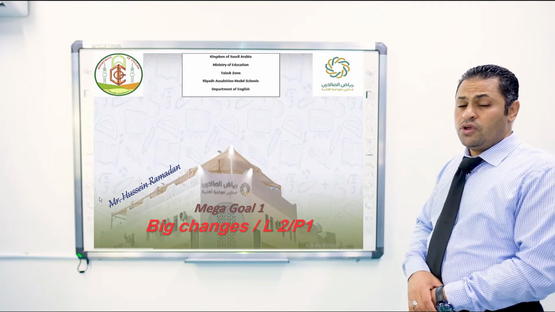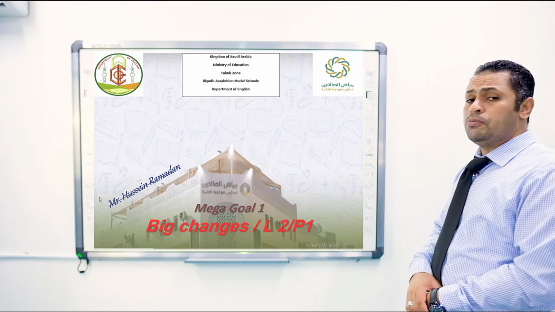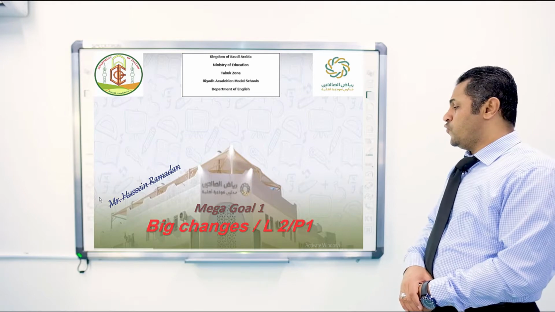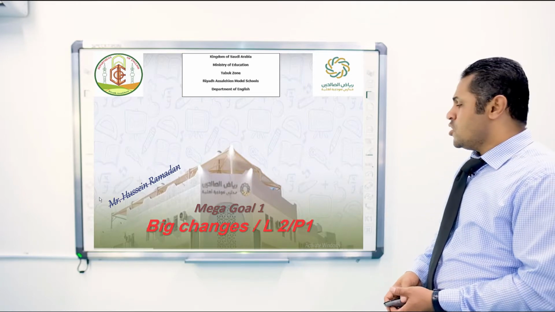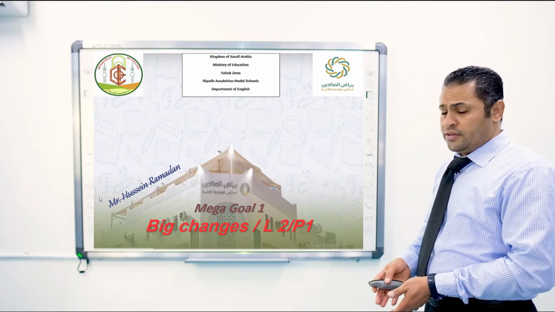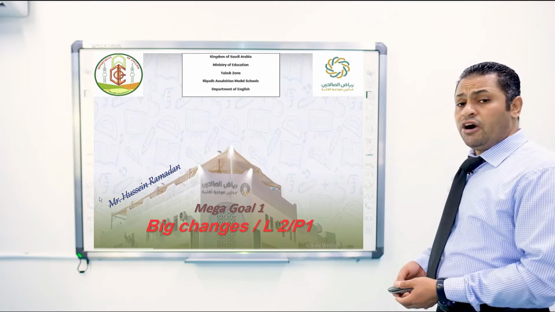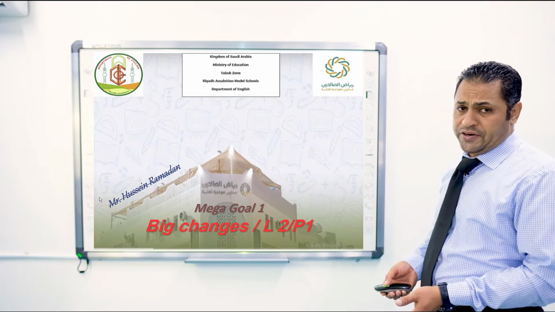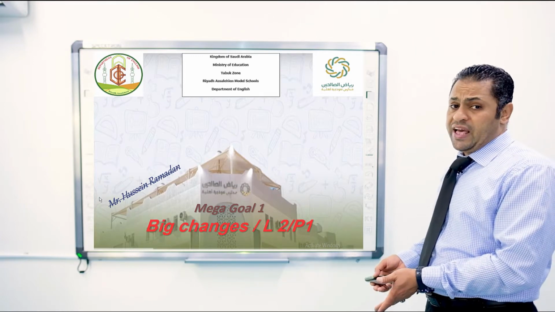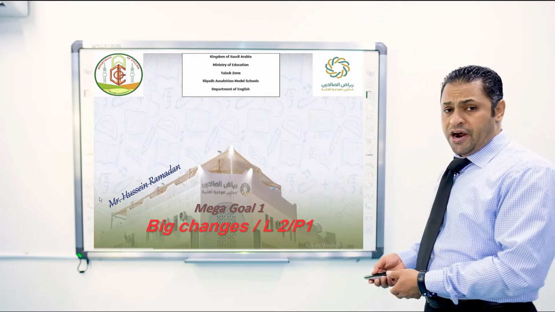Hussein Ramadan with you. Welcome to a new lesson in our new book, the Mega Goal 1 for the first secondary students. We are still in Unit 1, Big Changes. Today we are having lesson 2, and I have divided this lesson into two parts. In this video, we will have lesson 2, part 1.